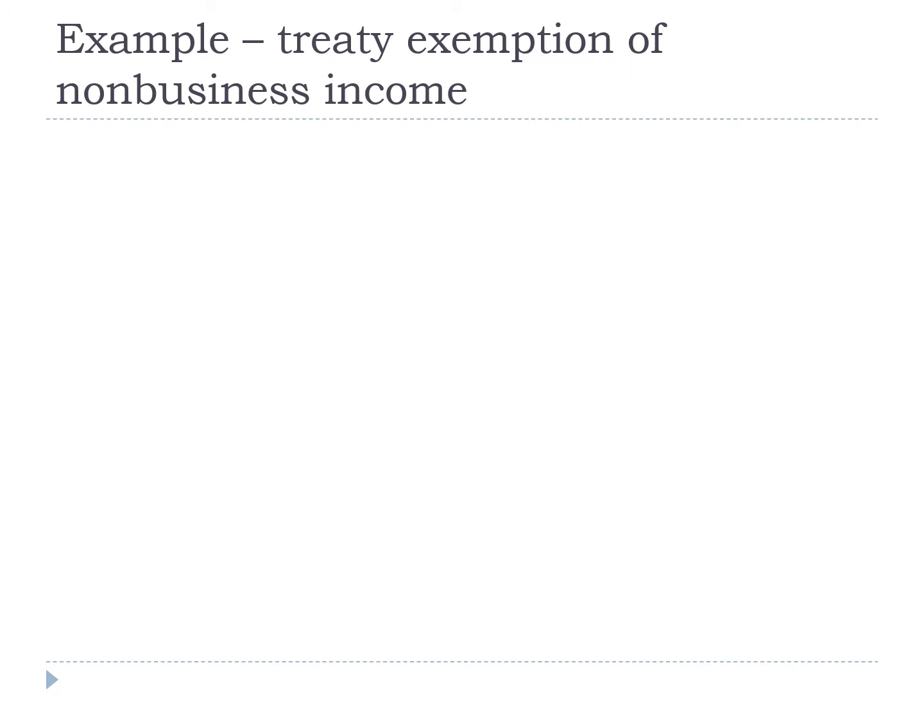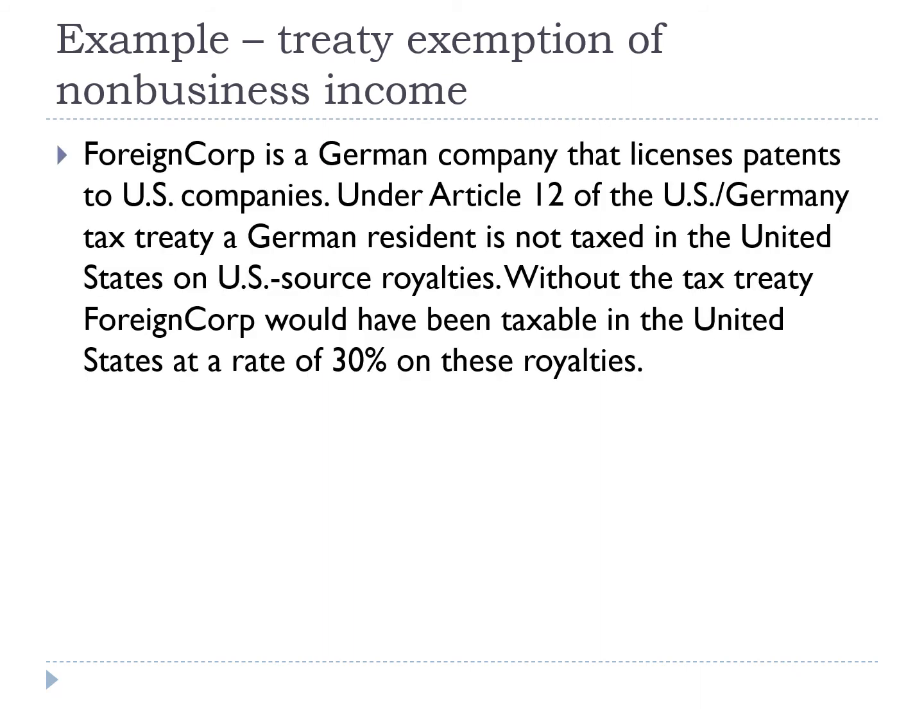Here's an example of the effect of a treaty exemption on the taxation of non-business income. Foreign Corp is a German company that licenses patents to U.S. companies. Under Article 12 of the U.S.-Germany Tax Treaty, a German resident is not taxed in the United States on U.S. source royalties. Without the tax treaty, Foreign Corp would have been taxable in the United States at a rate of 30%. Under the treaty, it is not taxable at all.